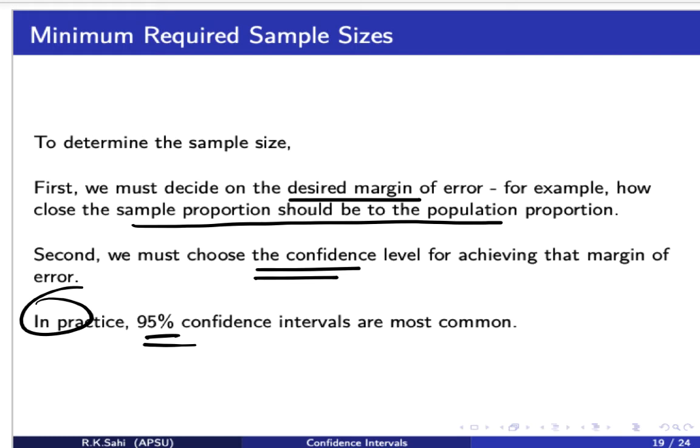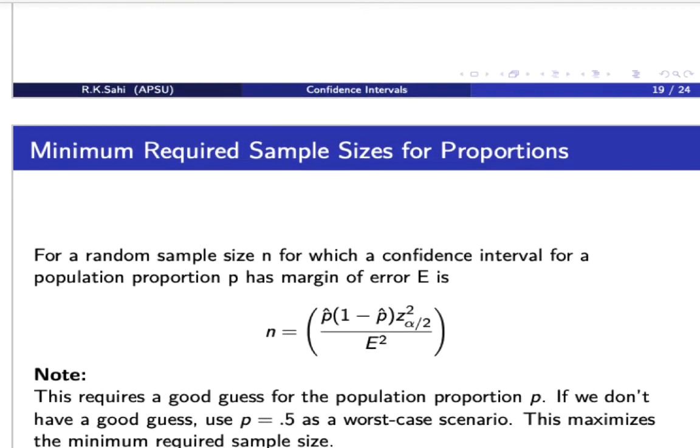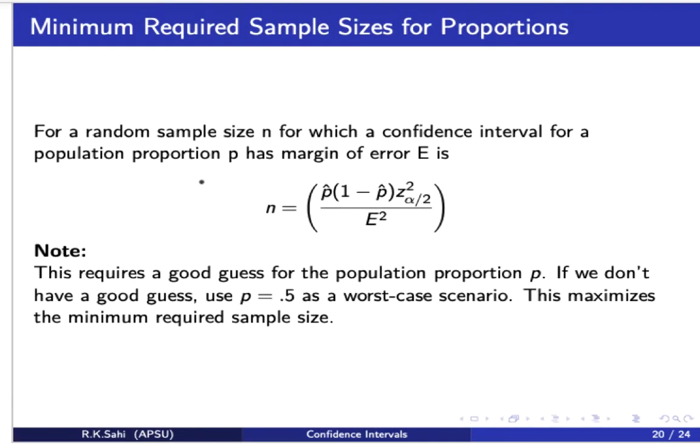Now, if you're doing for proportions, what's the formula, guys? Here's the formula. For a random sample of size n, for which a confidence interval for a population proportion P has a margin of error E, n is given by this formula, P hat 1 minus P hat times Z alpha by 2 squared divided by the margin of error squared. Now, if we are not given a sample proportion or P hat, by default, we assume it is 0.5, the worst case scenario.